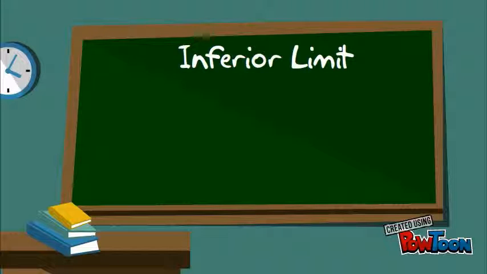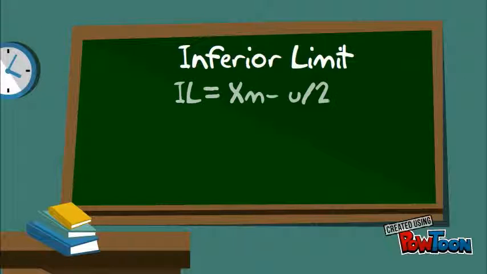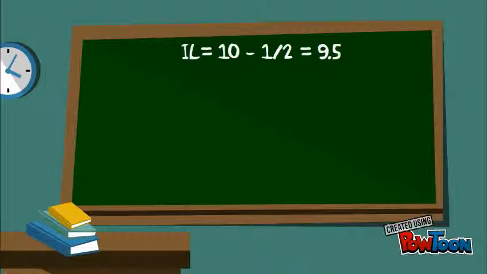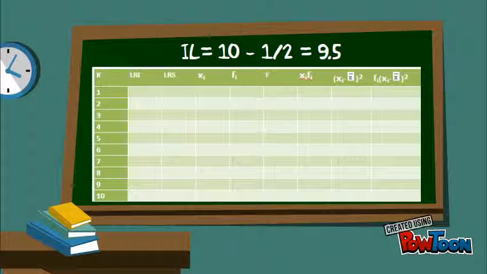To get our first category, we'll use this equation. Inferior limit equals the lowest data minus the minimum decimal unit, which in this case is 1 because the data doesn't have a decimal, and this divided by 2. So the equation will give us the answer 9.5, which will be placed in the table.